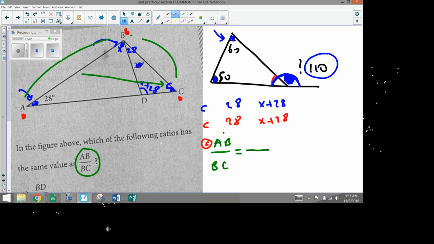Okay, let me write it down. C. And then BC, side BC looks into which angle? 28, correct? So I'm going to do the same thing on the smallest triangle. When you look at the smallest triangle, there's angle C. I'm going to find C. So C is looking at which side? BD. Go ahead and find C, and C is looking at that side, which is BD.